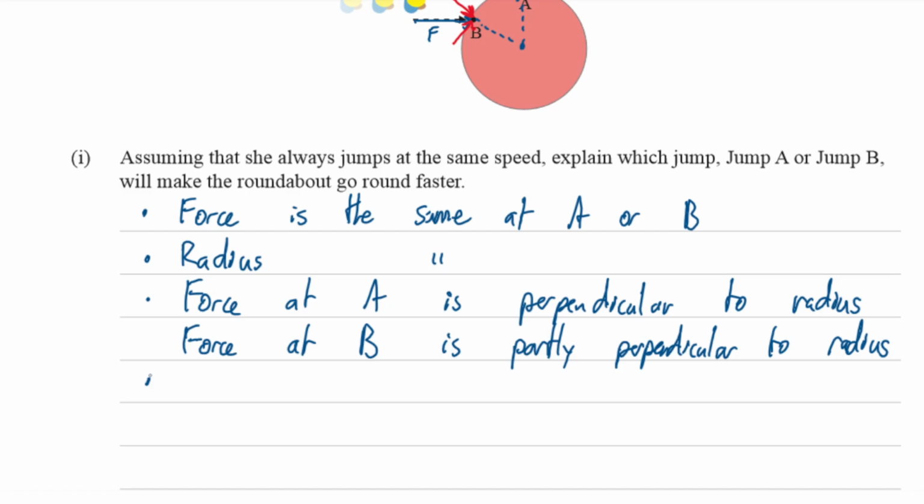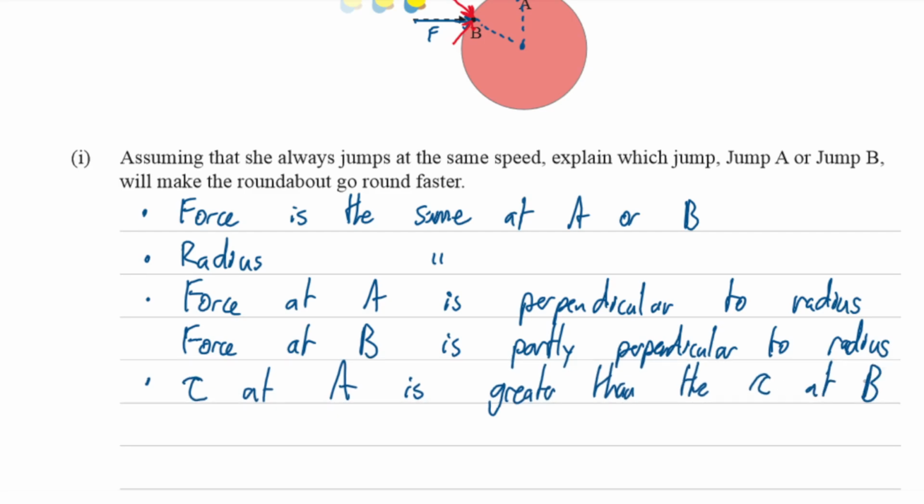And so what does this mean? Well, this means that the torque at A is greater than the torque at B. Recall that torque is force times the radius or distance, where F is perpendicular to that distance. And since A is fully perpendicular, B is only partly, the torque at A is greater, resulting in the greatest speed.